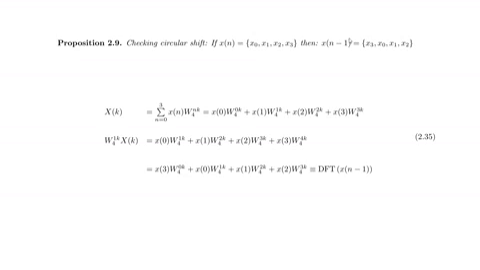If it was two shifts, suppose what would we have? Anyhow, X of k, without repeating these terms, now W to the power of 1 times k times X of k, writing the relations, will lead to the DFT of x of n minus 1. Okay, very simple relation.